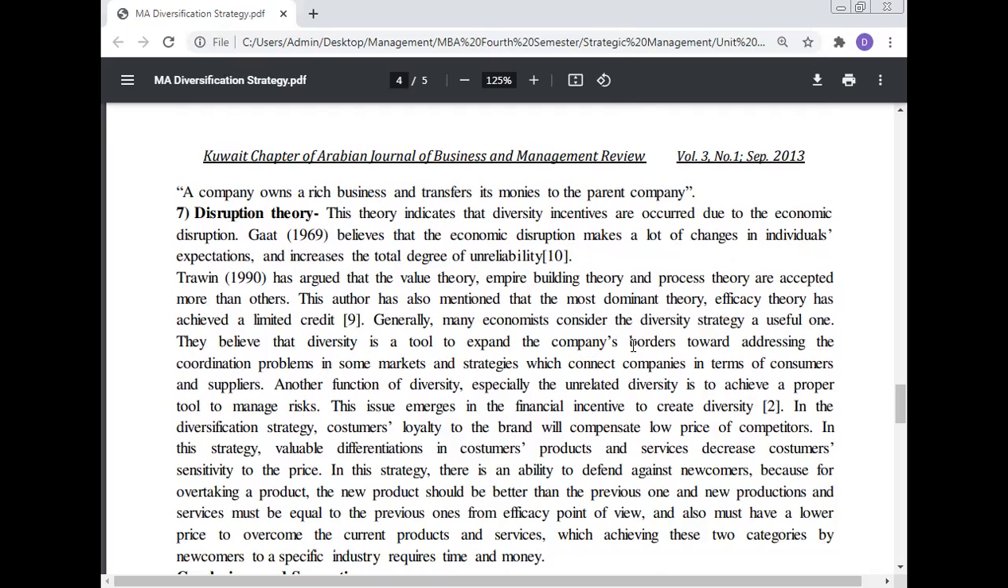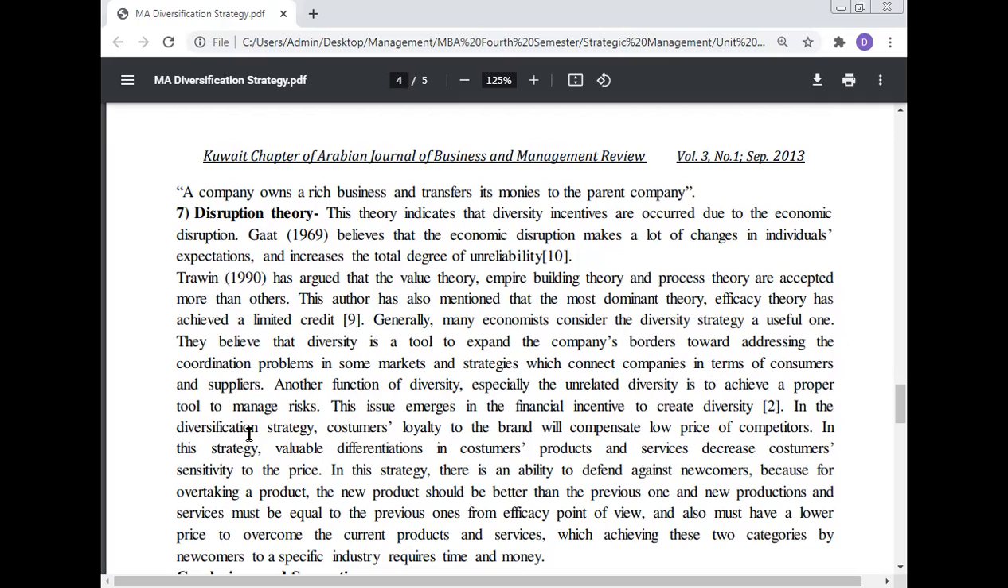Generally, many economists consider a diversity strategy a useful one. They believe that diversity is a tool to expand the company's border toward addressing the coordination problem in some markets, and a strategy which connects companies in terms of consumers and suppliers. Another function of diversity, especially unrelated diversity, is to provide a proper tool to manage risk. This issue emerges in the financial incentive to create diversity.